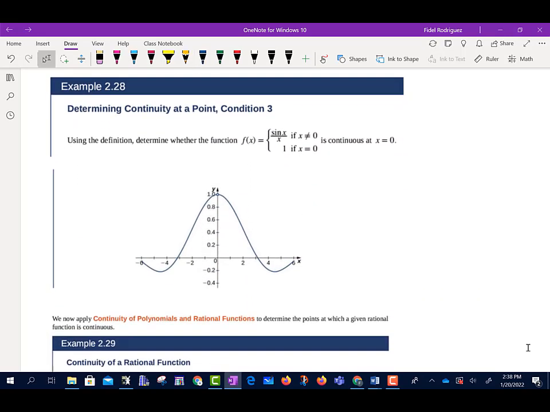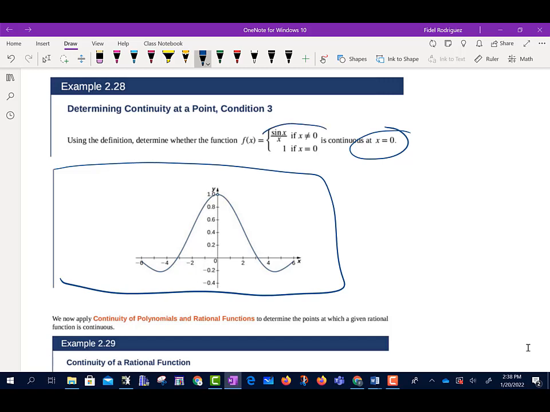And so the last part here says, use the definition to determine if the graph is continuous at this particular point, which is x equals 0, okay? So here is our graph, y'all. This graph is the sine of x over x. Now, I want you to notice what happens if x is equal to 0. We're going to fill this in at 1.